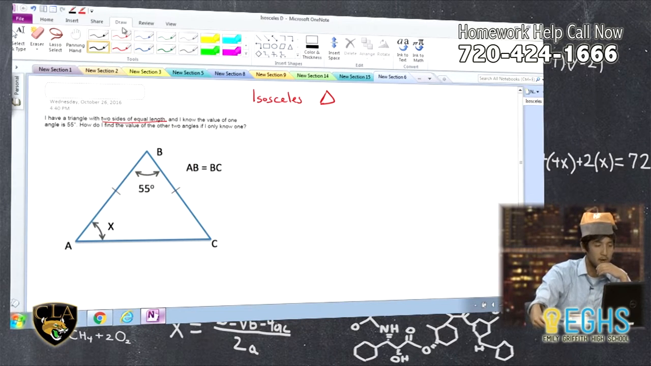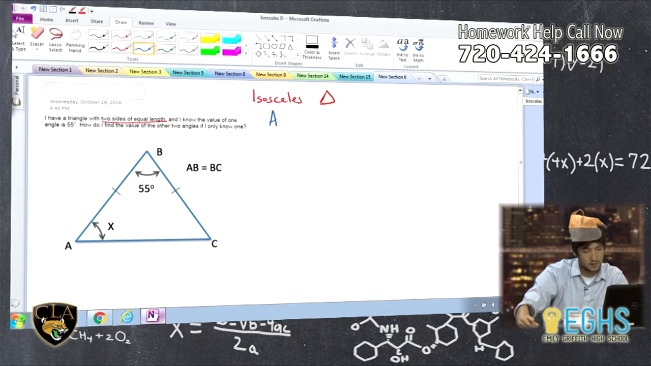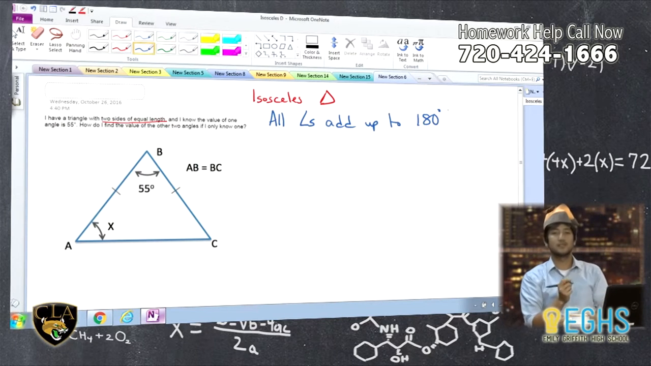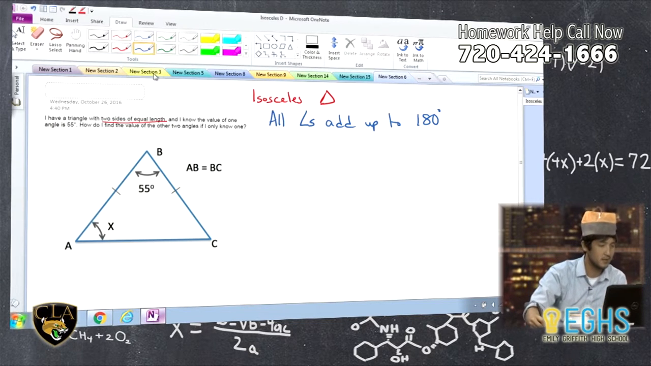One thing I want to point out is that what we always do when we try to find unknowns is we talk about variables and we label things as variables. We also try to think about properties like we mentioned. We know in a triangle, all angles are going to add up to 180 degrees. This is true of any triangle, whether it's isosceles, equilateral, or scalene. That's the first thing we need to know.